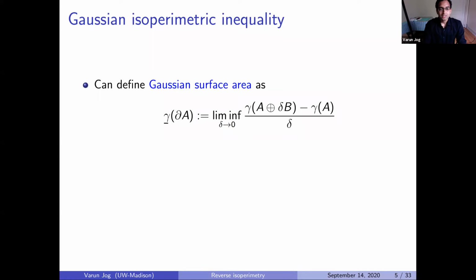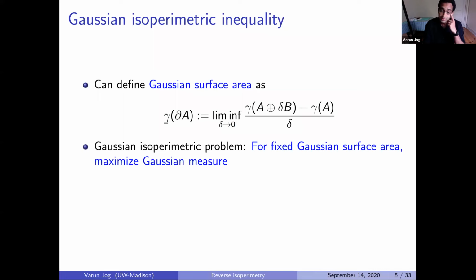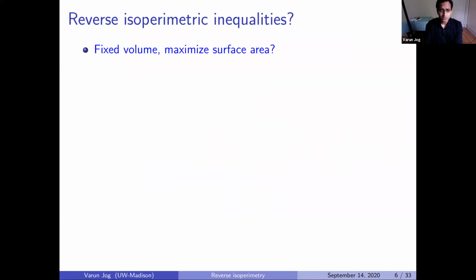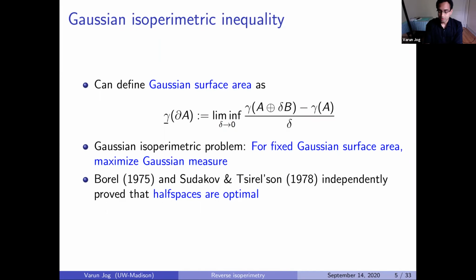The isoperimetric problem is that, let's say you have a fixed surface area and you want to maximize the Gaussian measure of a set. Around 1975 and 78, Borell and, independently, Sudakov and Tsirelson showed that half spaces are optimal for the Gaussian measure. The place of balls is now taken up by half spaces. This will also generalize later to different kinds of log-concave distributions as well, so I'll probably come back to that.